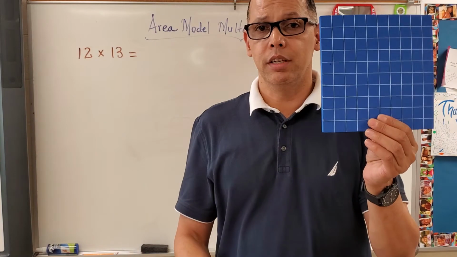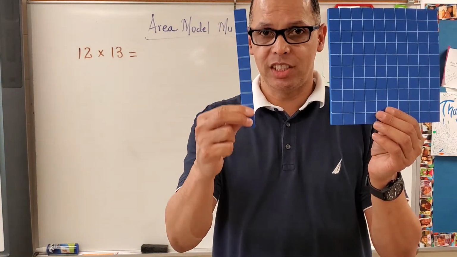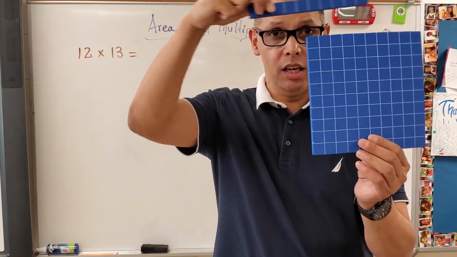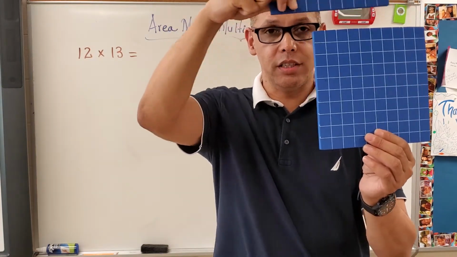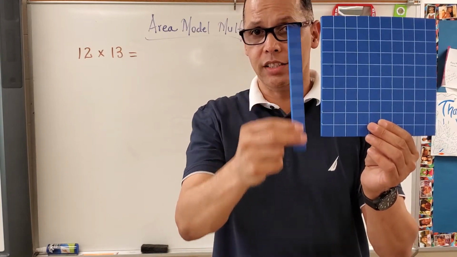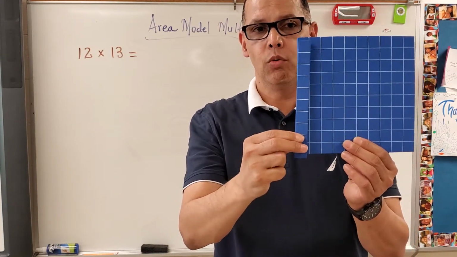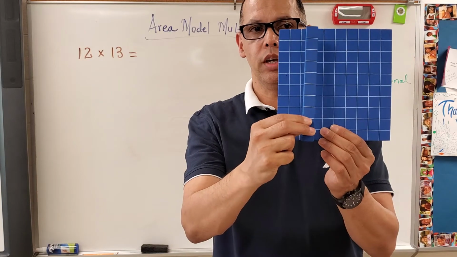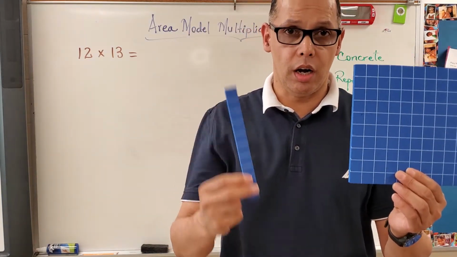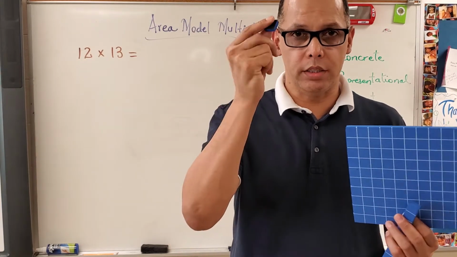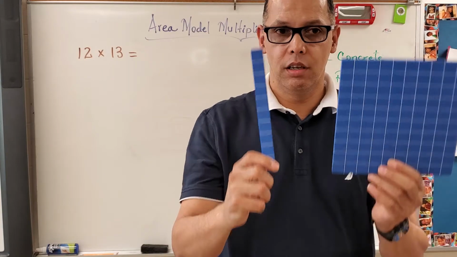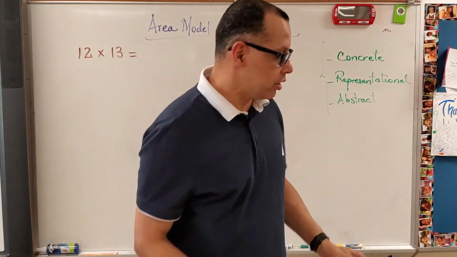The hundreds have 10 tens. It has 10 tens on this dimension, and it has 10 tens on this dimension. 1, 2, 3, 4, 5, 10 tens equal 100. So, ones, tens, hundreds.